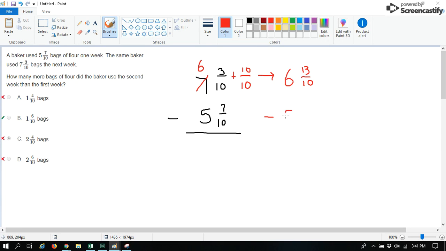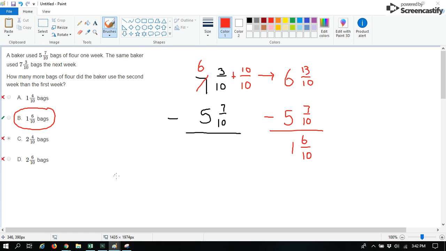And then we can go ahead and subtract 5 and 7/10. Now again, we're subtracting fractions. The denominator is common, it's 10. 13 take away 7 is 6, and 6 take away 5 is 1. So that still takes us to this one right here.